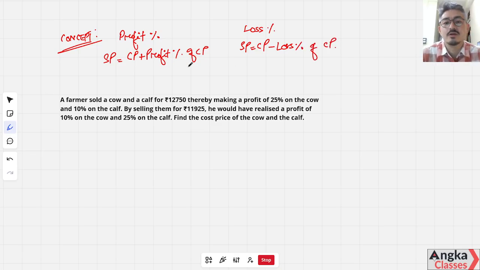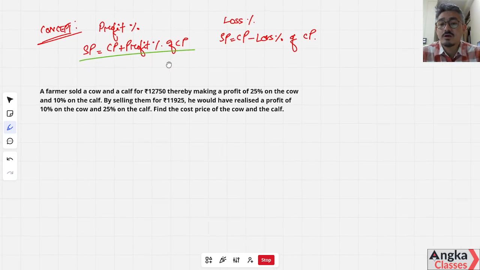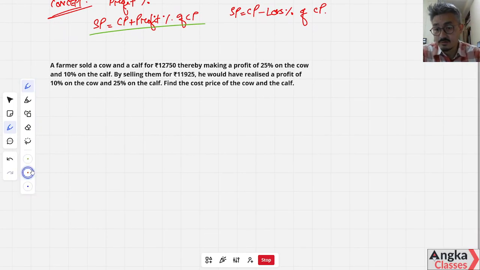We discussed this concept in a previous session, I think it must be 2 sessions before. So if you want to understand this concept again, then please revisit that session. Okay, anyways, today's session we will be dealing with this one because of profit. So we will be dealing with selling price is equal to cost price plus profit percentage of cost price.